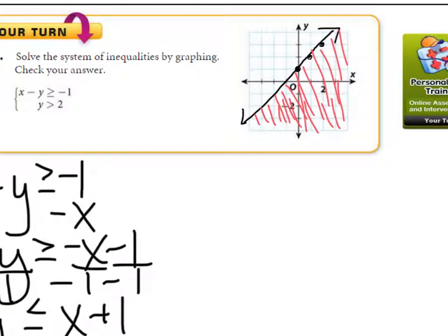My second inequality already has y by itself. It's y is greater than 2. We learned back in an earlier module, whenever it's just a y, that means it's a horizontal line. So I go to 2 on the y. Before I draw that horizontal line, I need to see if it's solid or dotted. Since it does not have the equal to, that means it's dotted. It says greater than, so that means I need to shade above it.